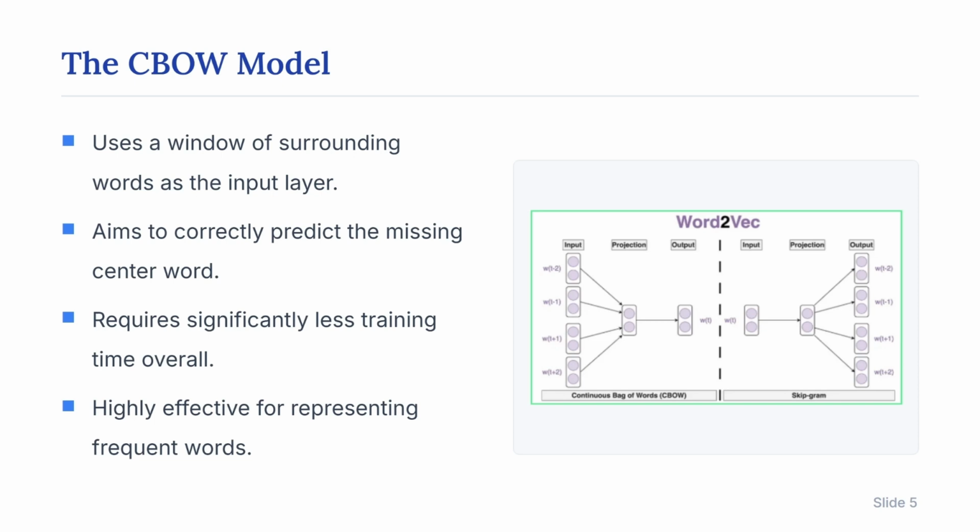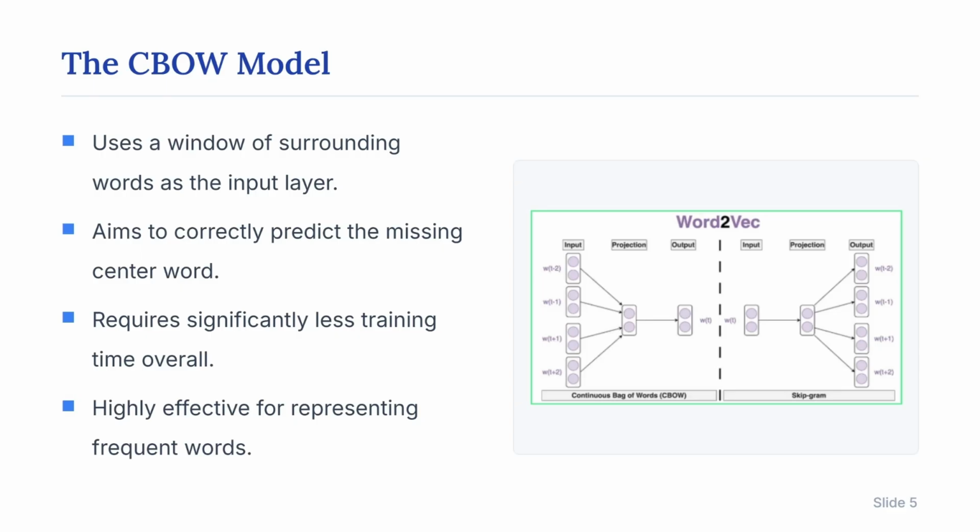CBOW is also very efficient since we combine multiple context words into a single vector. We make only one prediction per training example, and since the architecture has no non-linear hidden layer, computation is significantly reduced, allowing CBOW to be trained very fast even on large datasets. CBOW works particularly well for frequent words since common words appear many times. The model gets enough training examples to learn them well.